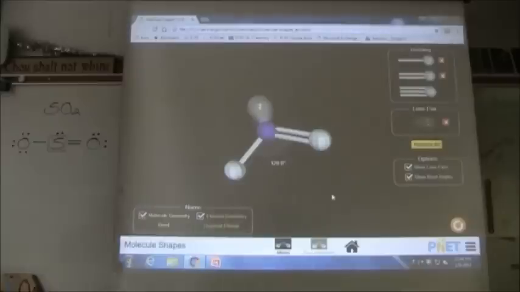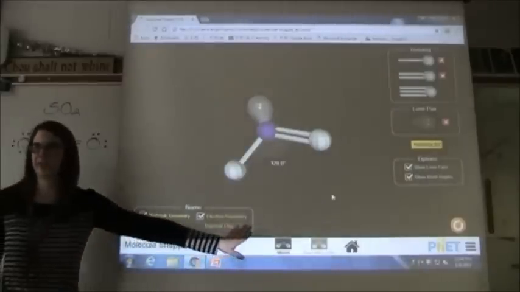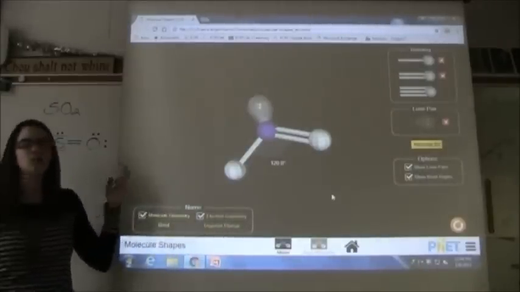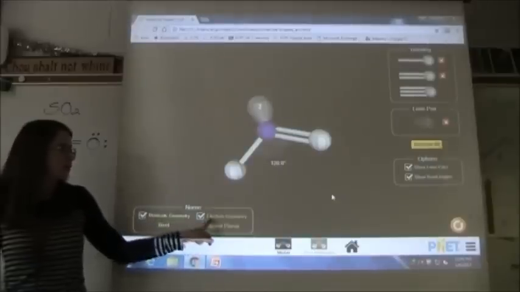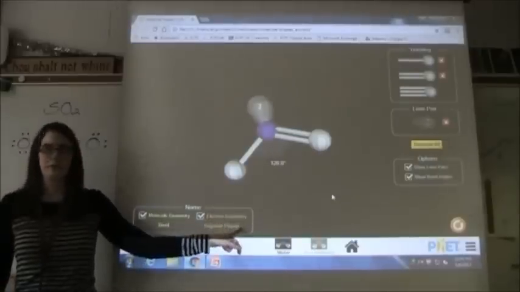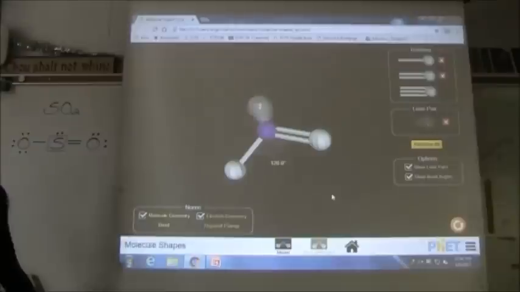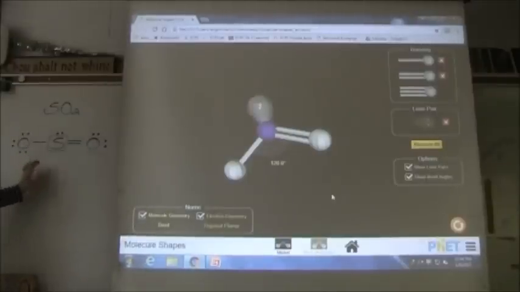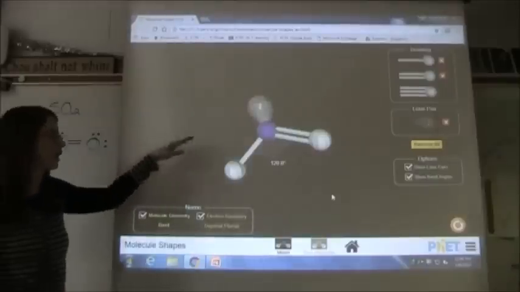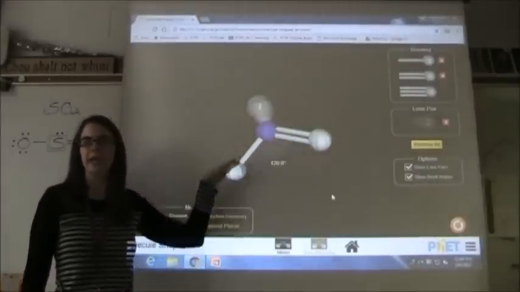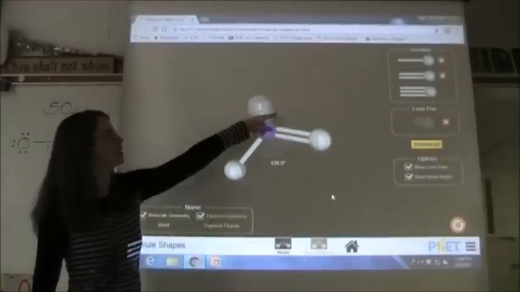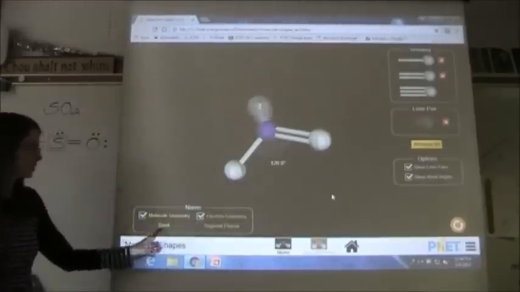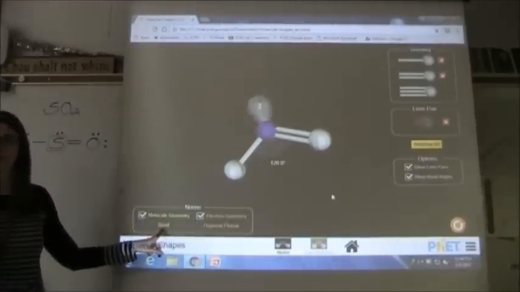So guys, here's how I want you to think about this. If you use this simulation at home, it says electron geometry, trigonal planar. That means it has a steric number of 3. So it's like you started out with something trigonal planar, but then you pulled one side off and replaced it with a lone pair. This is bent.